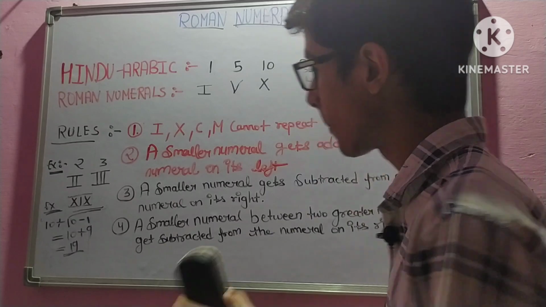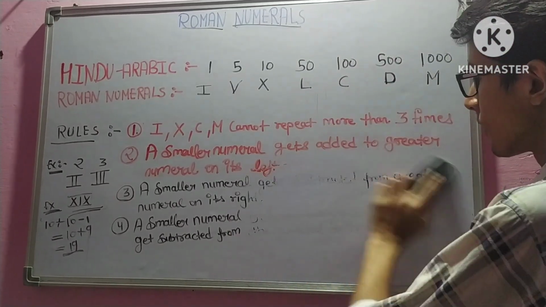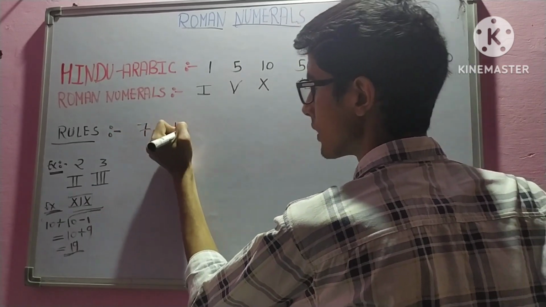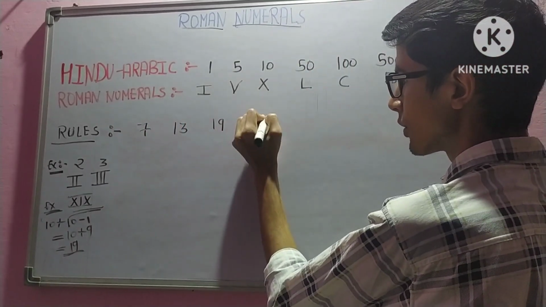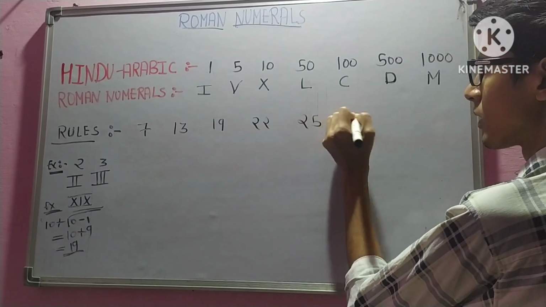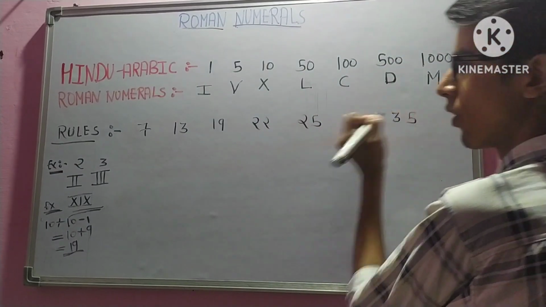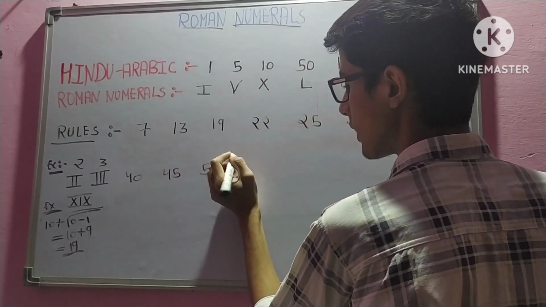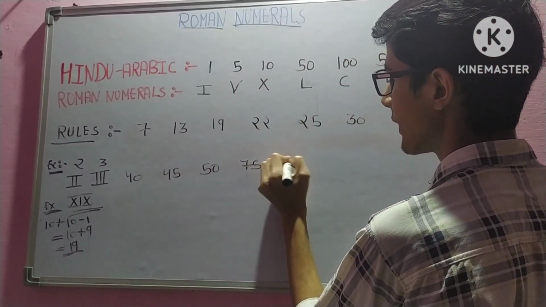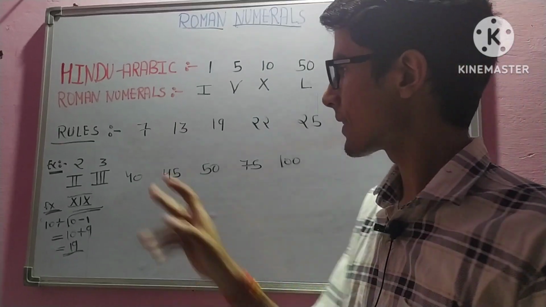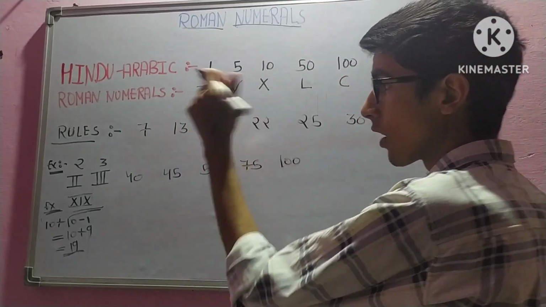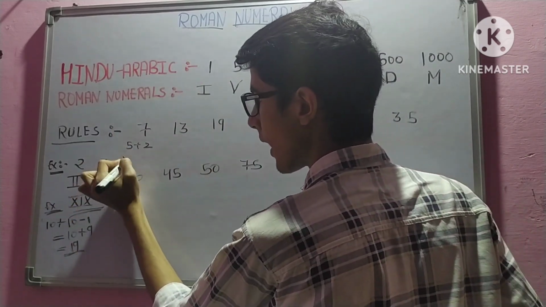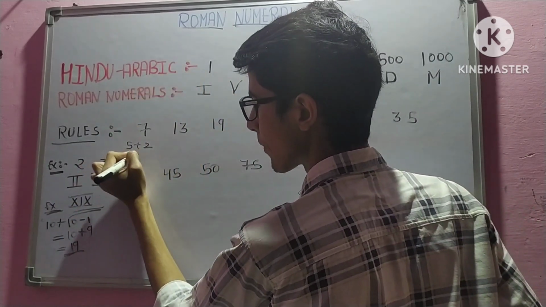So let's change some numbers into Roman numerals. So let's start. 7, 13, 19, 22, 25, 30, 35, 40, 45, 50, 75, 100. So let's start with the 7. 7 means 5 plus 2. 5 means V and 2 means double I.